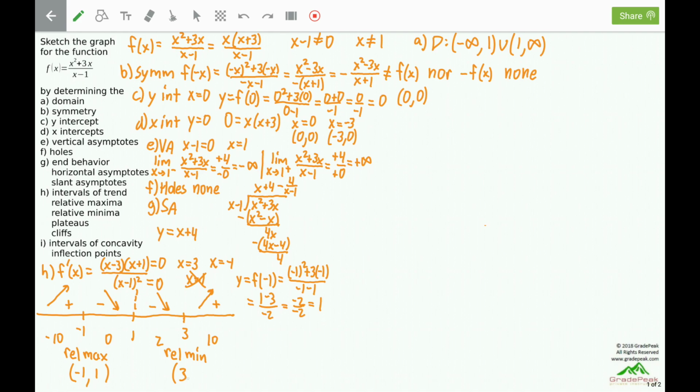It has an x-coordinate of positive 3 and a corresponding y-coordinate that can be found by plugging the x-coordinate back into the original function, so y equals f of 3, which is 3 squared plus 3 times 3 over 3 minus 1. 3 squared is 9, plus 3 times 3 is also 9, over 3 minus 1, which is a 2. 9 plus 9 is 18 over 2, and 18 divided by 2 is a 9. So we have a corresponding y-coordinate of 9.